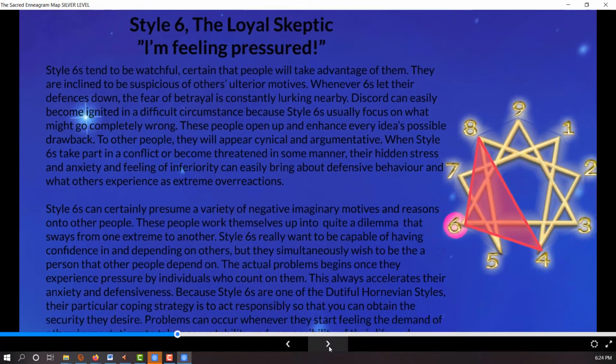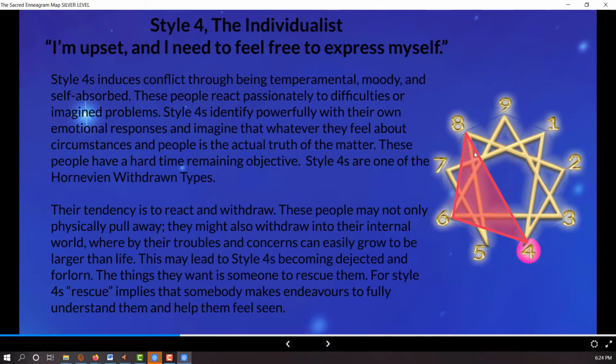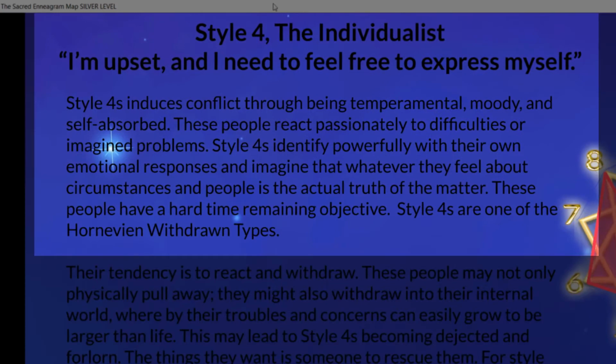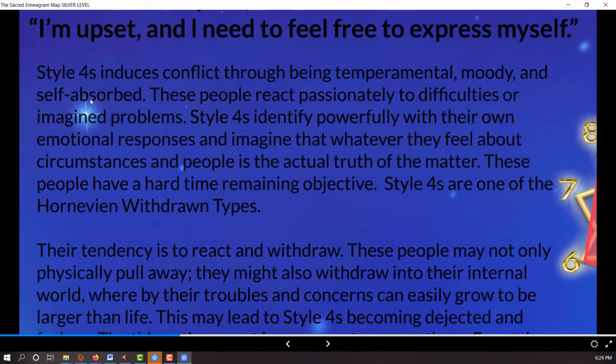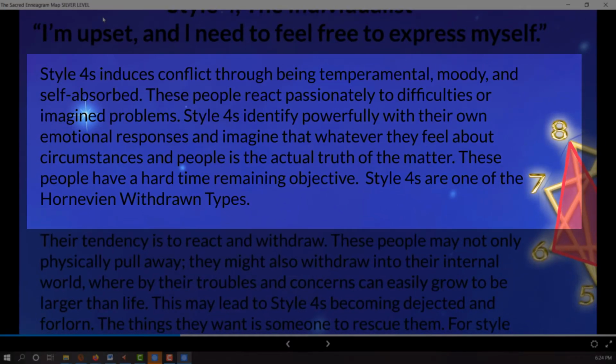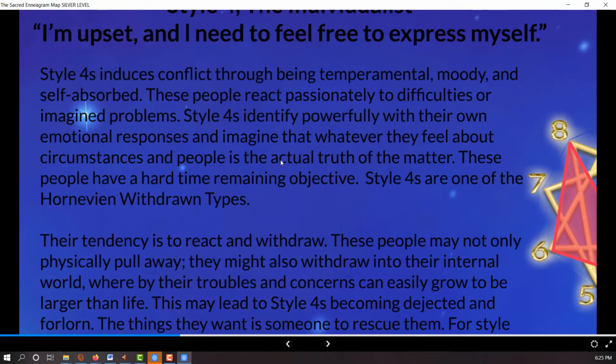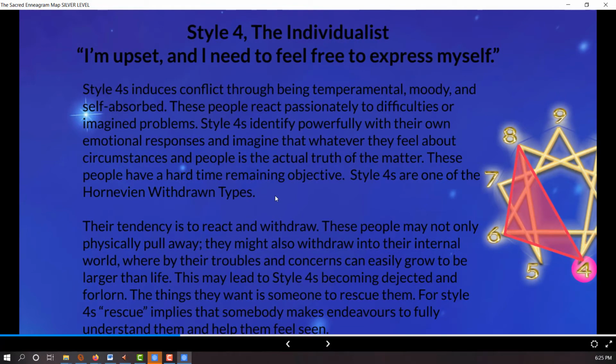Now, moving on to the last point on these reactive styles in this harmonic group, which is style 4, the individualist. And their reactive style sounds like this: I'm upset and I need to feel free to express myself. Style 4s induce conflict through being temperamental, moody, and self-absorbed. These people react passionately to difficulties or imagined problems. Style 4s identify powerfully with their own emotional responses and imagine that whatever they feel about circumstances and people is the actual truth of the matter. These people have a hard time remaining objective. So it goes into more information about why style 4 reacts the way they do.